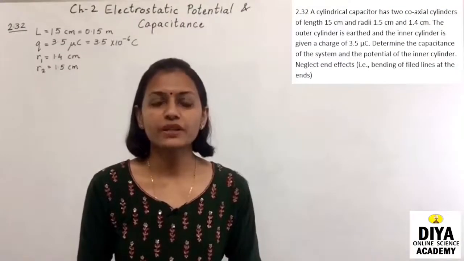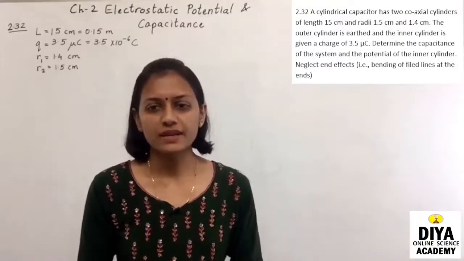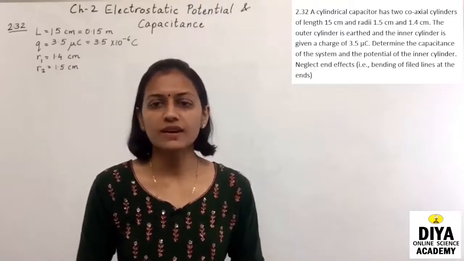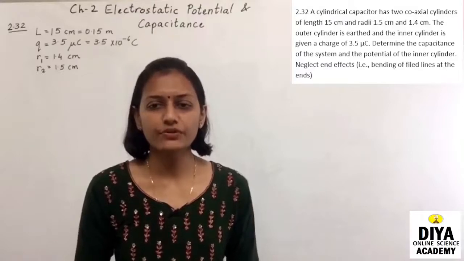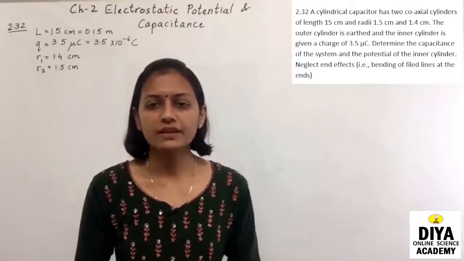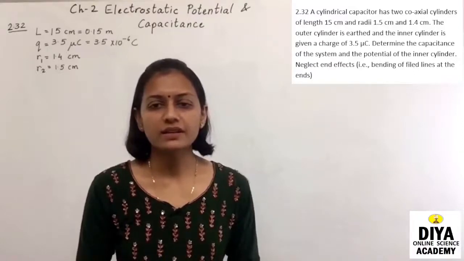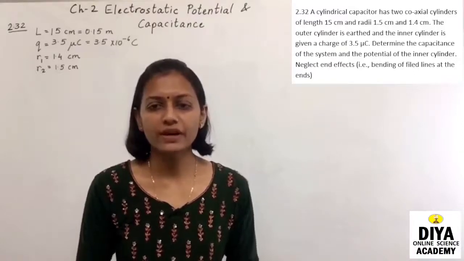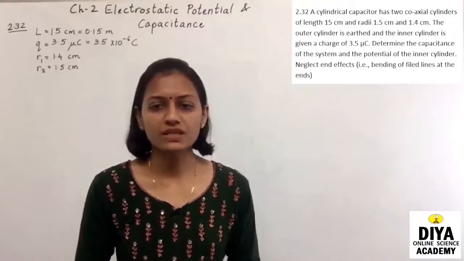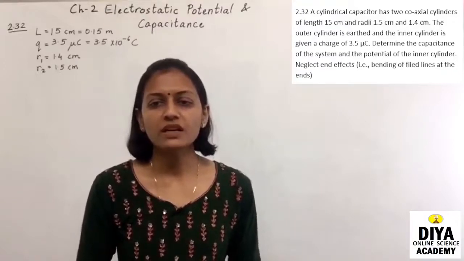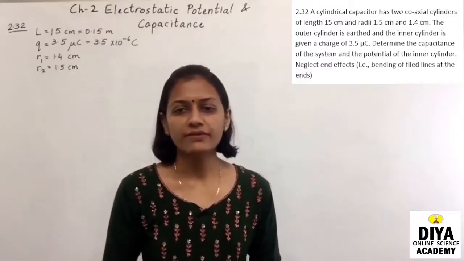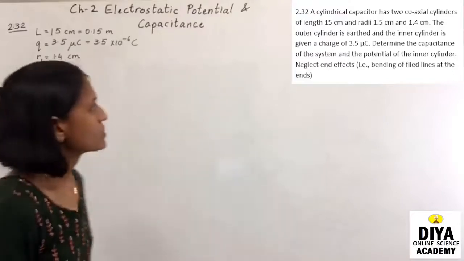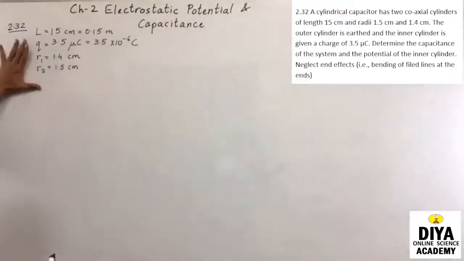Question number 2.32. A cylindrical capacitor has two coaxial cylinders of length 15 cm and radii 1.5 cm and 1.4 cm. The outer cylinder is earthed and the inner cylinder is given a charge of 3.5 microcoulomb. Determine the capacitance of the system and the potential of the inner cylinder. Neglect the effects of bending of field lines at the ends. So here concentric cylinders have been given, and for that we have to find the capacitance.